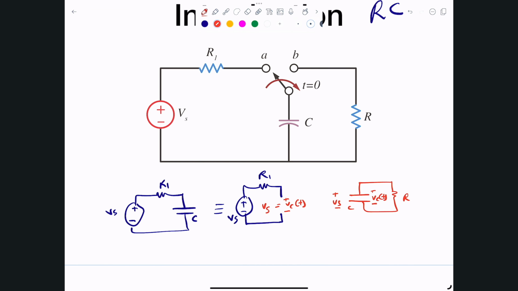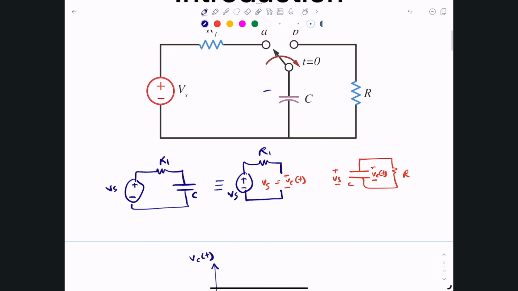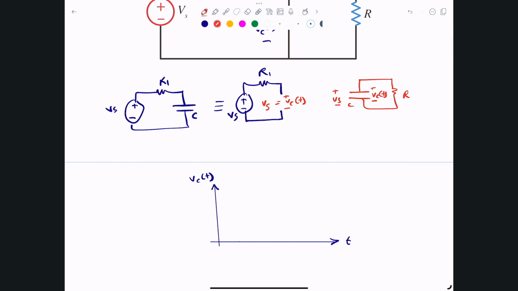Let me plot with time what's happening with VC. Let's assume I have a y-axis and an x-axis. The x-axis will have T, and the y-axis will have the voltage across that C, which is basically from here to here, and that we know is a function of time. If we were at point A for a very long time, and I'll explain what a very long time means soon, you will see some charge across that capacitor, and its value is exactly Vs, the voltage source that we see here.